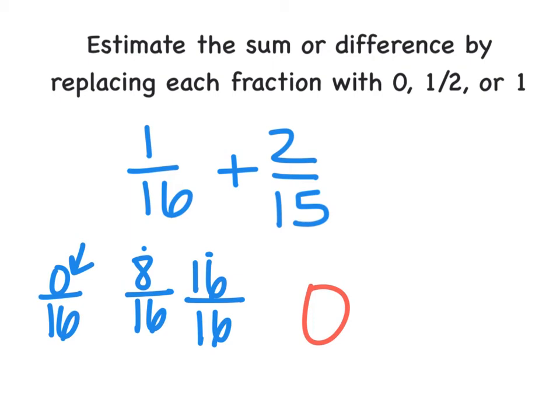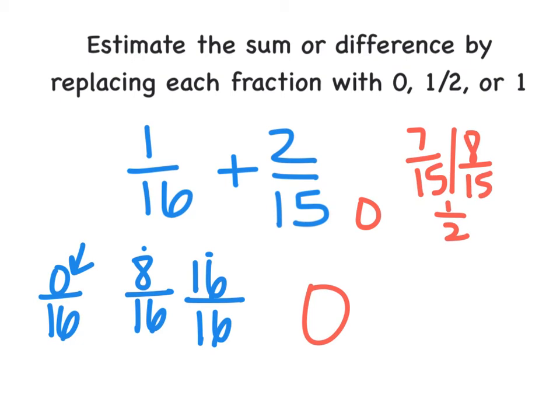When we look at half with an odd number at the bottom, it's hard to find an exact half. But it's between 7 and 8/15 because it's 7.5. So I need to see, is 2/15 closer to 0, 1/2, which is about 7 or 8/15, or 1, which would be 15/15. And it looks like 2/15 would be the closest to 0/15. So I have 0 plus 0, and my estimation is just 0.